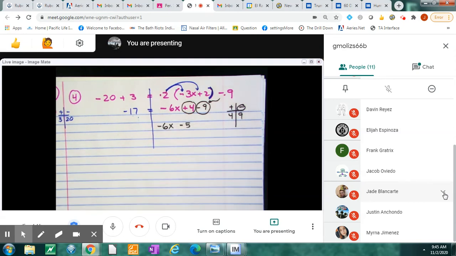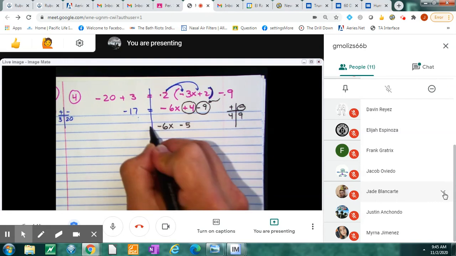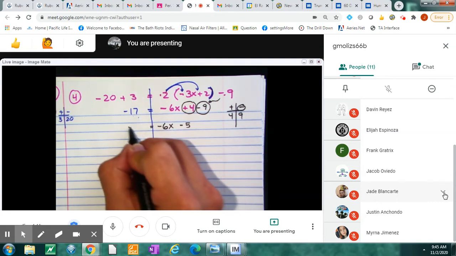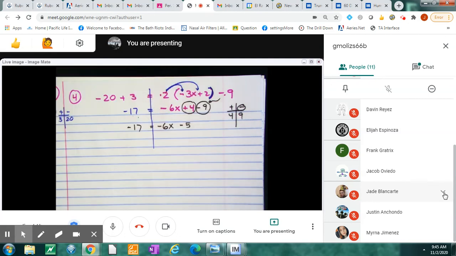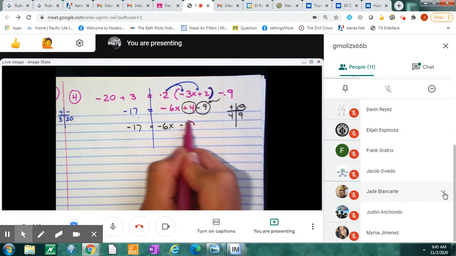All right, you guys got it? And then put the equal sign, and then put negative 17, because there's nothing on the left side. Mister, but the x is on the right side. That's okay. That's all right. Same thing.